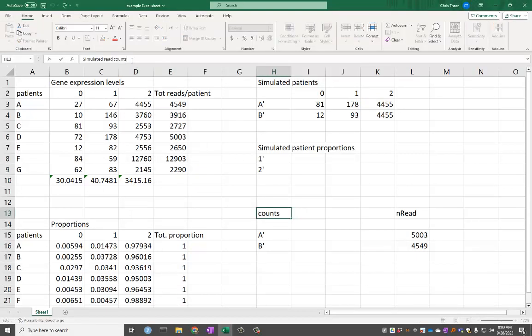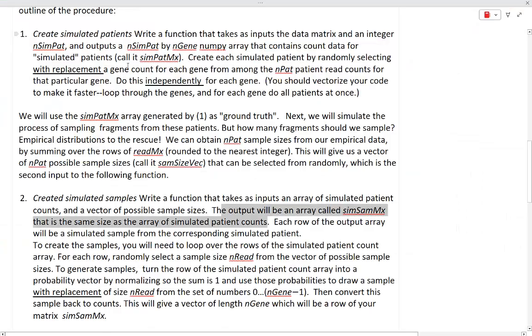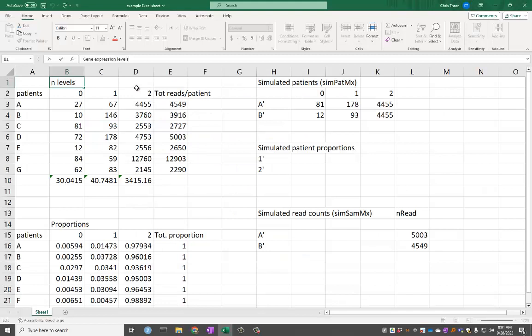So maybe I'll just call that here. This is SimSam. And then this one is SimPatMix. And this one here, what did I call this one? I called it ReadMix. This is ReadMix here.